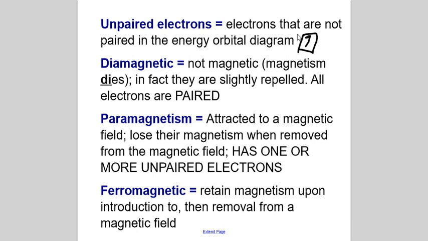And then ferromagnetic, ferro meaning iron, is something that retains magnetism upon being induced to a field. So it is something that will still be magnetic after you take it back out. Really, iron is the best example of this, which is where the name ferromagnetic comes from. So the big ones are diamagnetic, completely paired up, no attraction, actually slight repulsion to fields. Paramagnetic, there is attraction, so long as it's inside of a magnetic field.